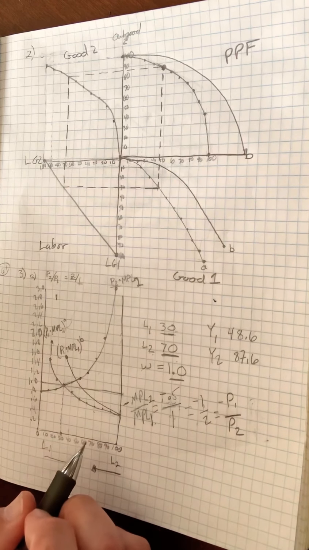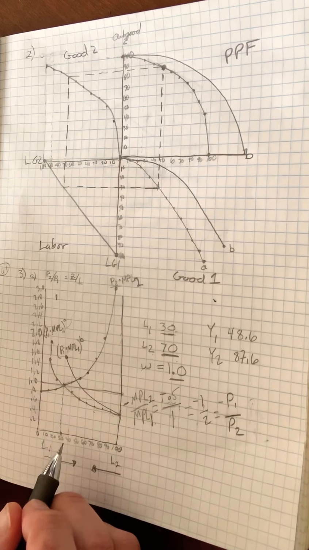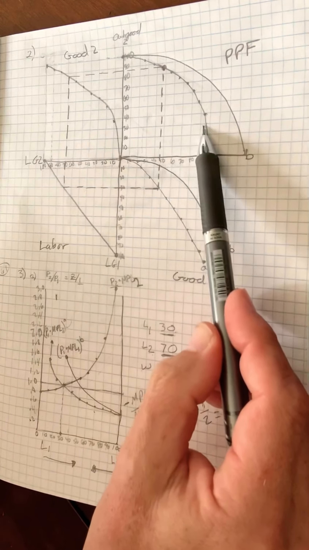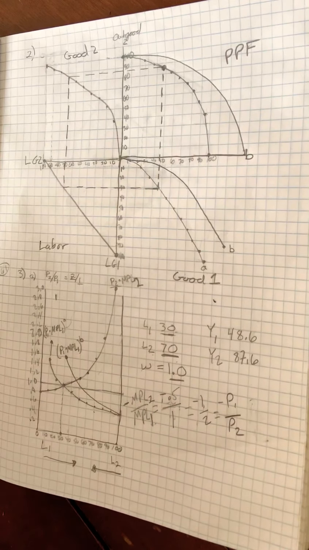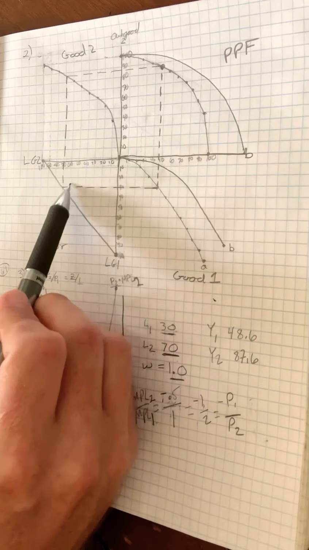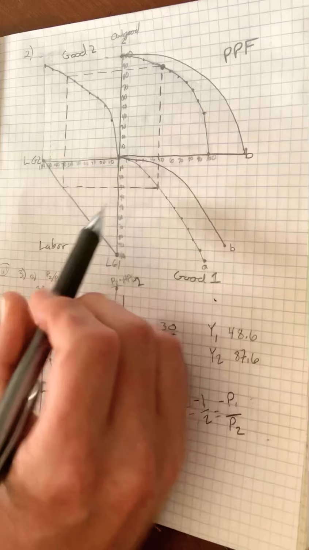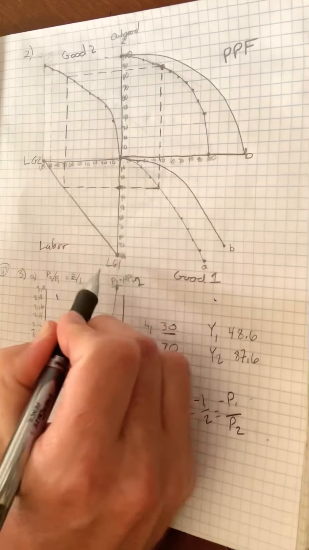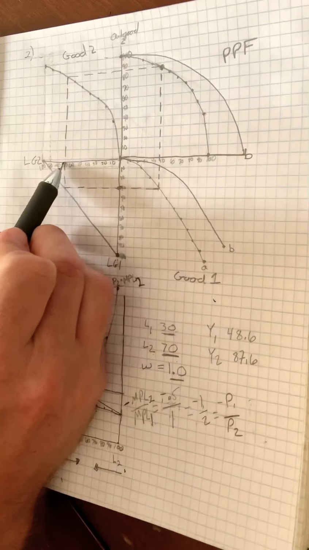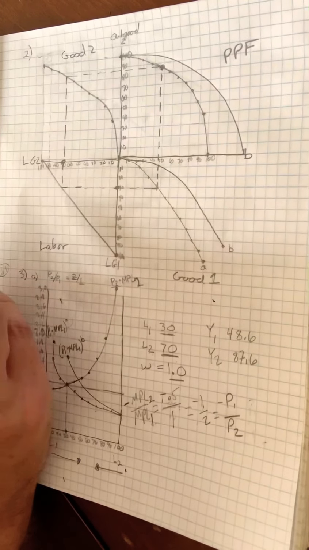Because the wage is twice as expensive. Okay. So now that we've drawn this graph up here, it says, using the graph drawn for problem 2 to determine the output of each sector. So that's this box that I've drawn, right? This box is drawn in at 30 people for good 1 and at 70 people for good 2.